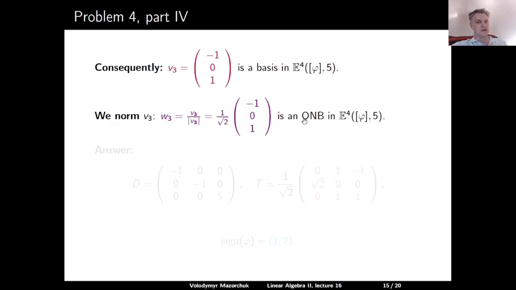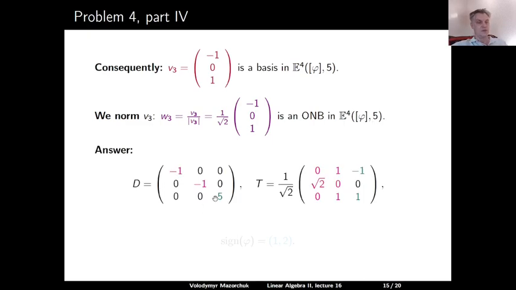This vector is an orthonormal basis in the eigenspace for our matrix with eigenvalue 5. So now we can write down the answer. The diagonal form is a diagonal matrix with our eigenvalues on the main diagonal, and the eigenvalues are given with their multiplicities. So we have minus 1, minus 1, and 5 on the main diagonal.